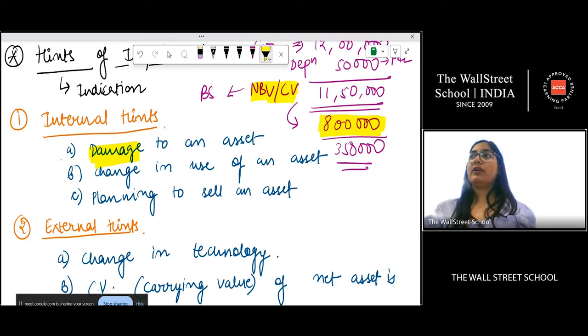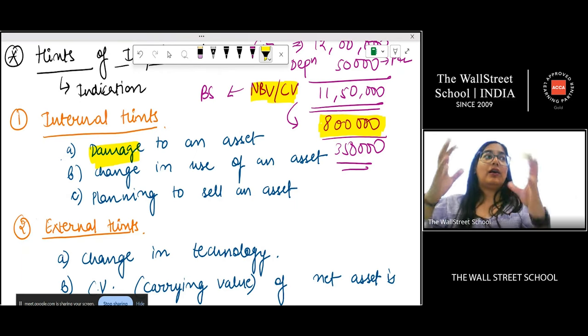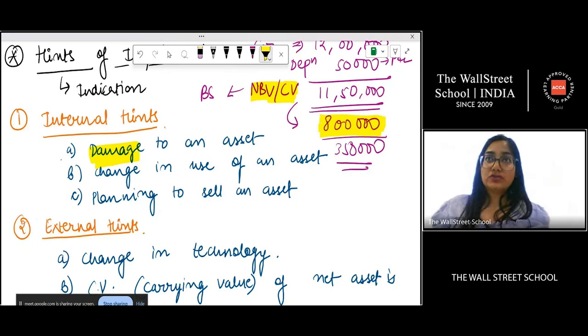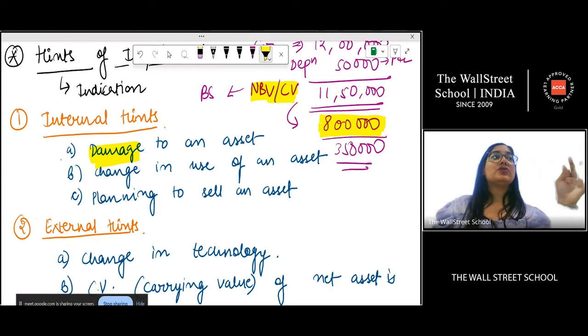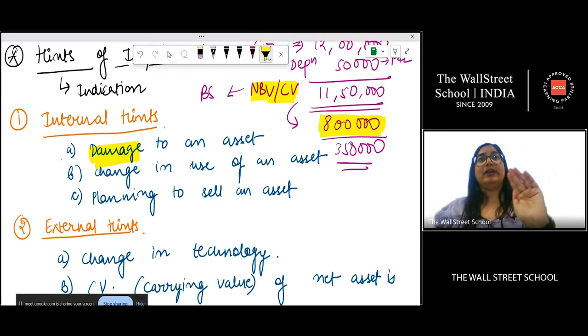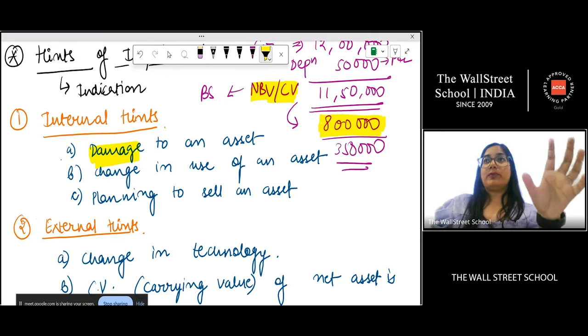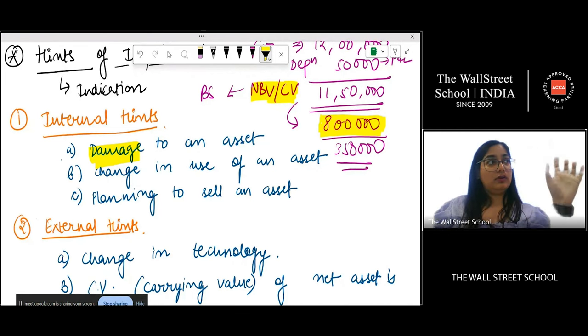Okay, so whenever in any case study or a question they ask you that the company is deciding to change the use of an asset, there's a possibility that we may have to do impairment testing. Reason being, if they are trying to change the particular use of an asset which they have previously decided, it is a possibility that the benefit that was supposed to be derived from that particular asset is not derived.